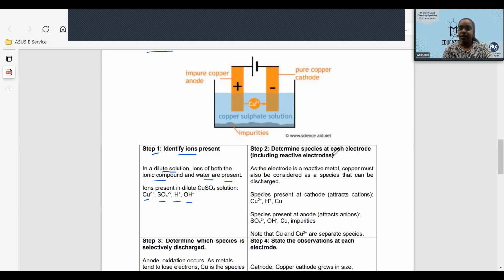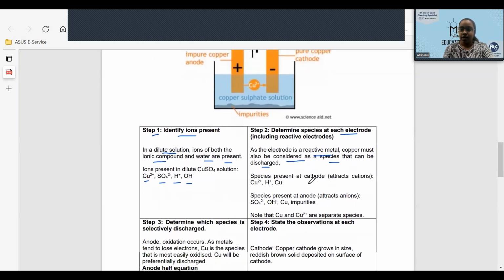Step 2. Determine the species at each electrode, including reactive electrodes. As the electrode is a reactive metal, copper must also be considered as a species that can be discharged. So at the cathode, the species are Cu2+, H+, and Cu. And the species at the anode are SO4 2-, OH-, Cu, and impurities. Do note that Cu and Cu2+ are separate species.